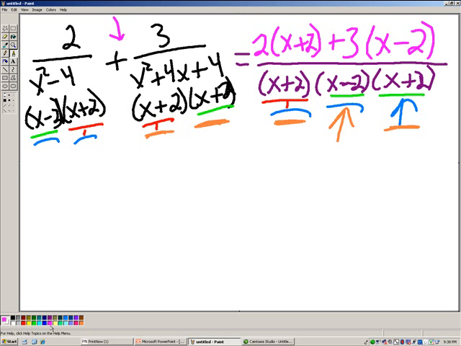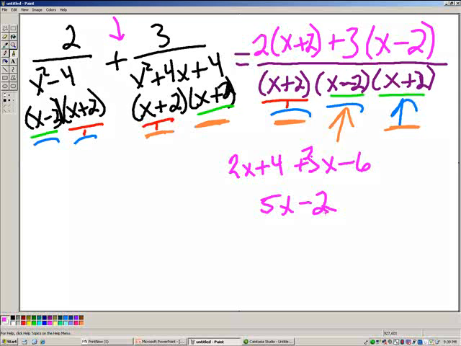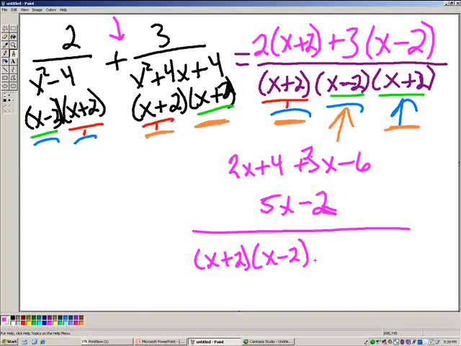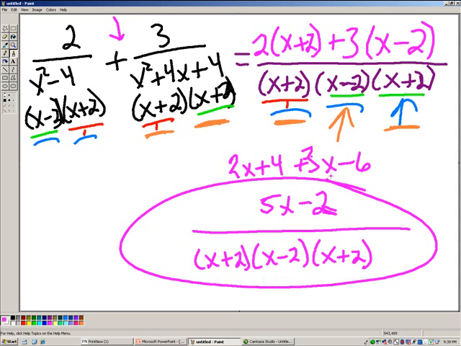You distribute, you combine like terms, and see if you can do any canceling. In this case, there's not going to be too much happening from that. We'll get 2x plus 4 plus 3x minus 6. So we'll end up with 5x minus 2 for our numerator all over that denominator. And we don't need to multiply it out. We can just leave it in its factored form just like this. If there was anything common, then we would cancel that. But if there's not, then there's not.